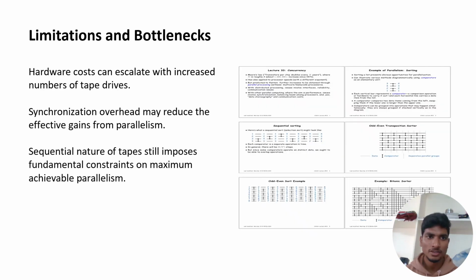Next one is limitations and bottlenecks. Hardware costs can escalate with an increase in the number of tape drives. Synchronization overhead may reduce the effective gains from parallelism. The sequential nature of tape still imposes a fundamental constraint on the maximum achievable parallelism.